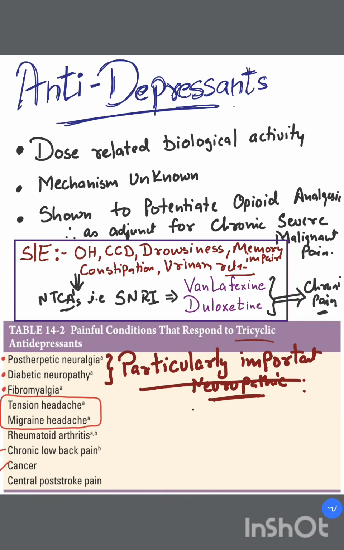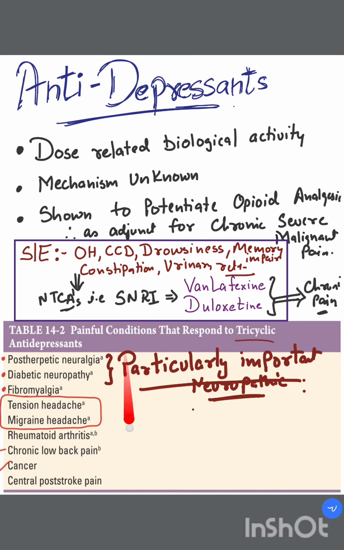Antidepressants have dose-related biological activity. The mechanism of how they produce pain relief is unknown. They are shown to potentiate opioid analgesics, therefore used as an adjunct for chronic severe malignant pain. There are several side effects with antidepressants: drowsiness, memory impairment, constipation, orthostatic hypotension, urinary retention. Therefore, non-tricyclic antidepressants, that is serotonin norepinephrine reuptake inhibitors, which are venlafaxine and duloxetine, have replaced the classic tricyclics, and hence these are used for chronic pain management.